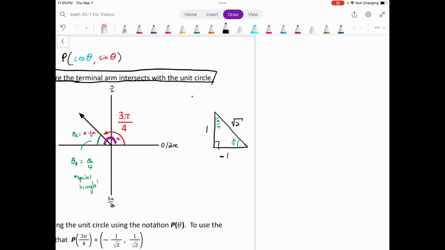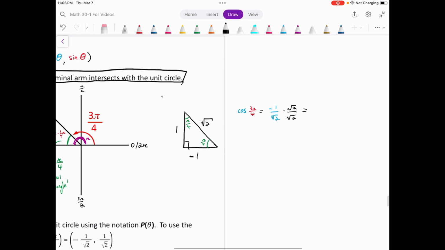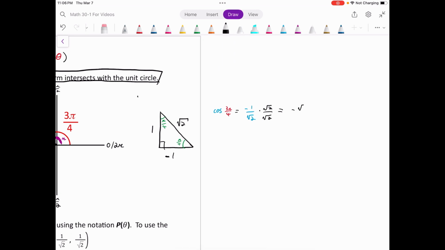And now we can just say, all right, so what is cos of 3 pi over 4? Well, it's adjacent over hypotenuse, right? x over r. It is negative 1 over root 2. We'll want to rationalize that denominator, so let's multiply by root 2 over root 2. That's going to give me negative root 2 over 2. Okay. And there we go. We've got cos of 3 pi over 4.